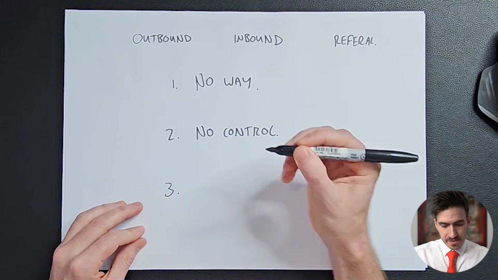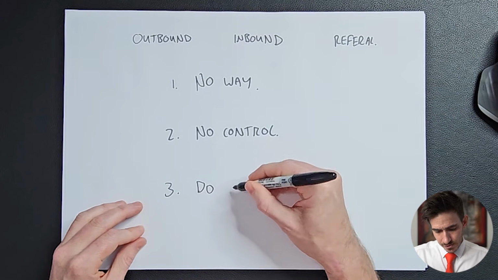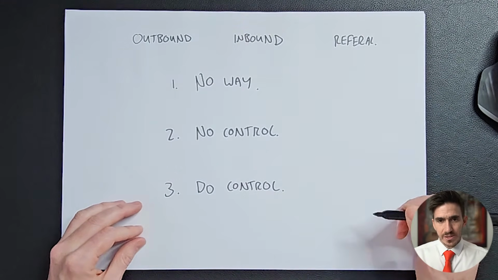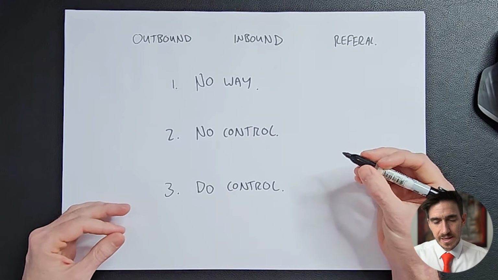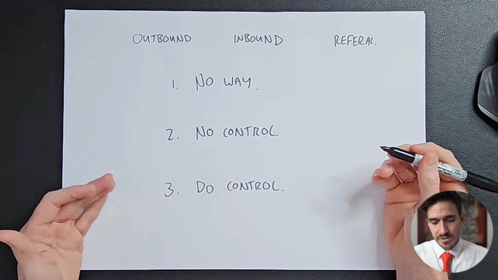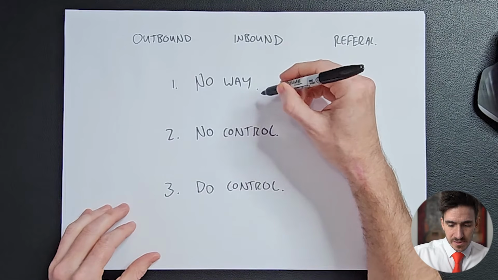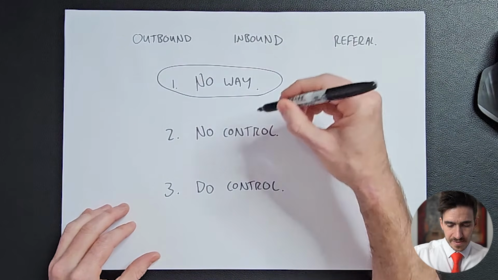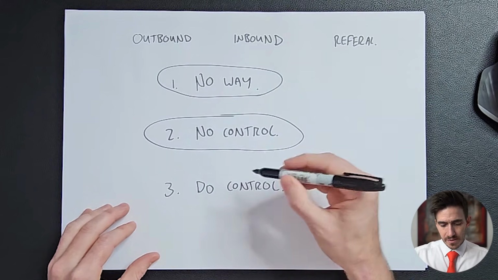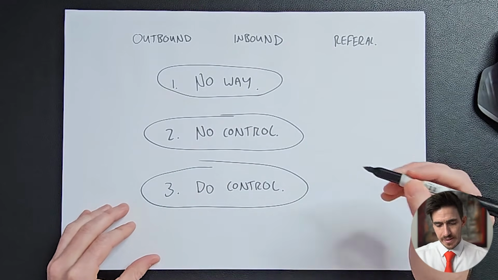And the other one is you do have control. You can control your lead generation, you have a pretty good system in place, and you can sort of dial things up and down as you need them. And I think you really need to decide on which category you fit in. That will really determine what you're going to want to do next.